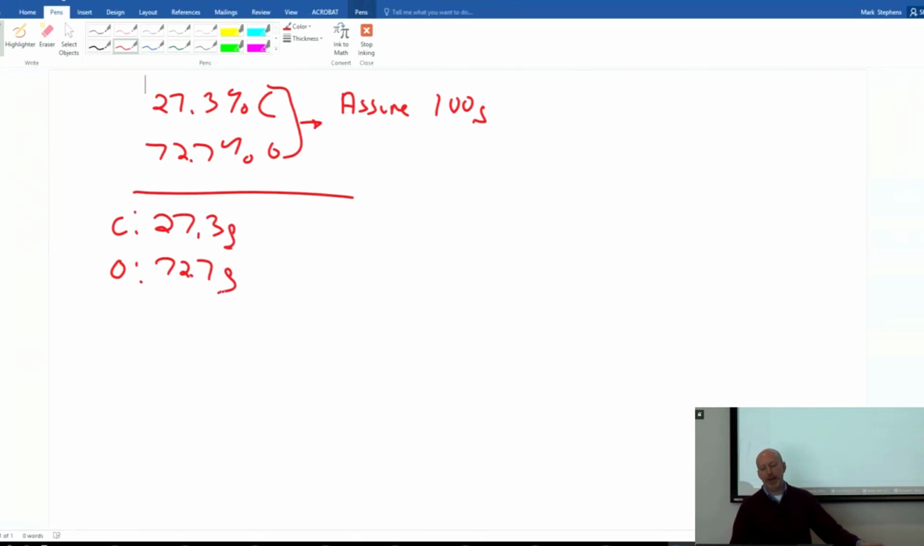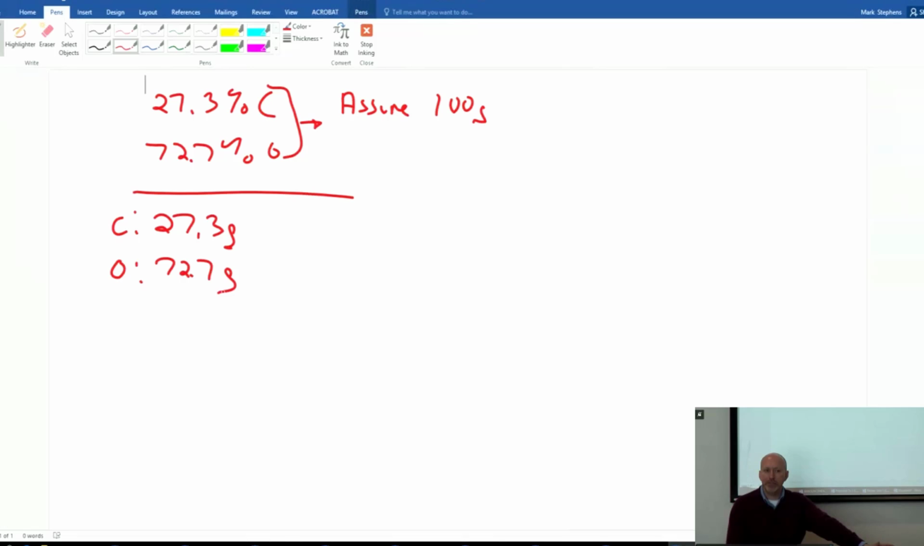Now you could have made it any basis. You could assume 1 gram, you could assume 37.48 grams. The proportions would have been the same. Your final answer would be the same, but make a choice that's easy for you. So percent means out of 100, choose 100.